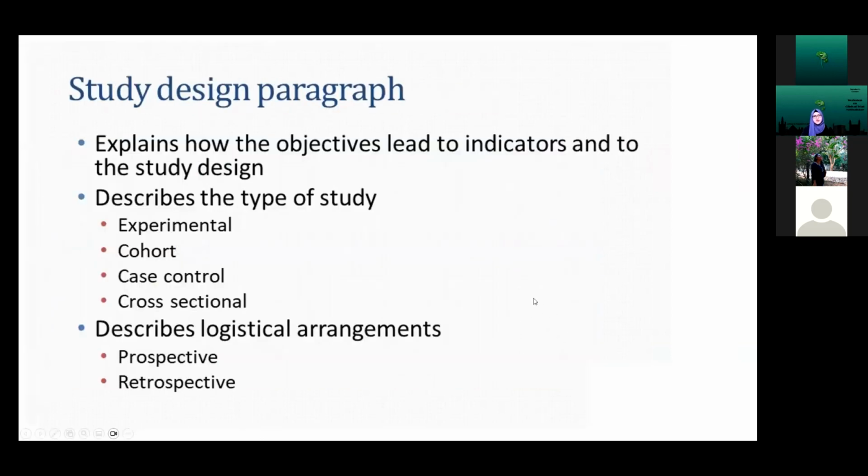So the study design paragraph. It explains how the objectives lead to the indicators and to the study design. Then you need to mention the type of the study in your protocol. Whether it is a cohort study, case control study, or a cross-sectional study, that needs to be defined. And whether it's going to be a prospective or a retrospective study, that also needs to be mentioned in the study protocol.